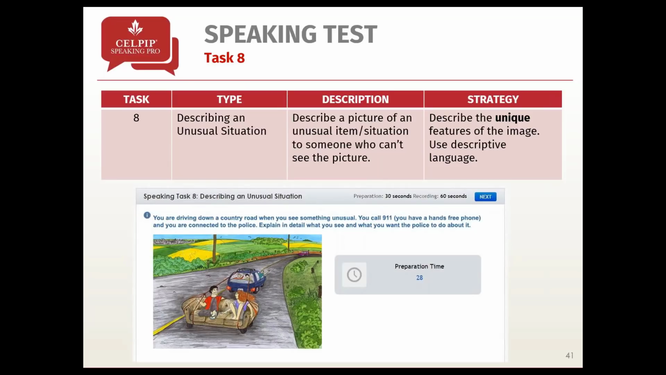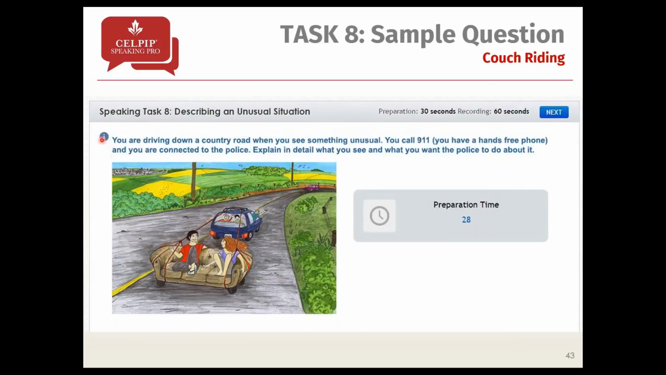Okay, so task 8 is quite challenging. Here you are asked to describe an unusual situation, and furthermore, you're given a role play. So there's typically a phone call involved. The best strategy here is to focus on the unique features of the image and use descriptive language, of course. So let's have a closer look.